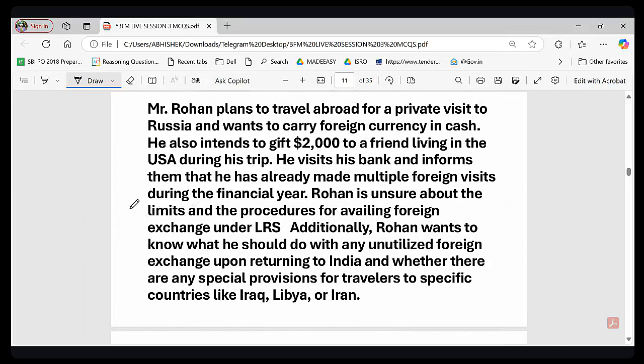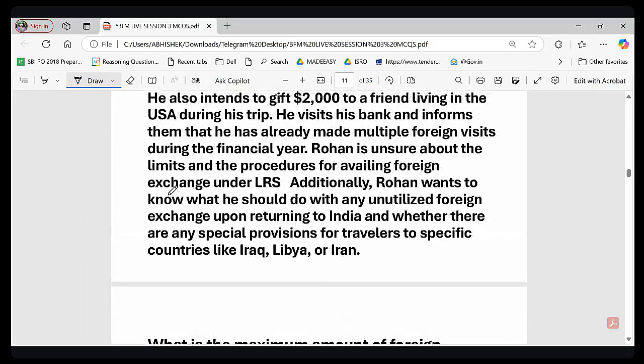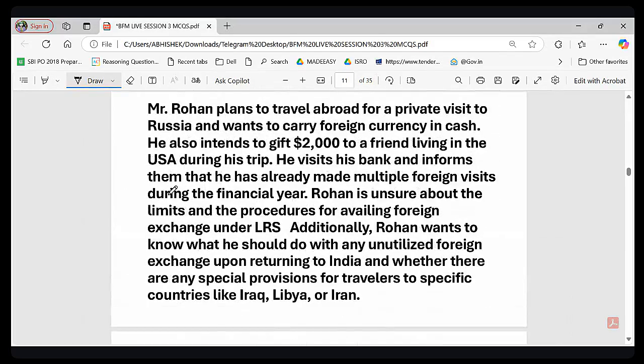So this is the scenario which has been presented before you. Now let's see the question. The question is that Mr. Rohan planned to travel abroad for a private visit to Russia, and he wants to carry foreign currency in cash. He also intends to give a $2,000 gift to a friend in USA during his trip. So he informed his bank about the multiple foreign visits.